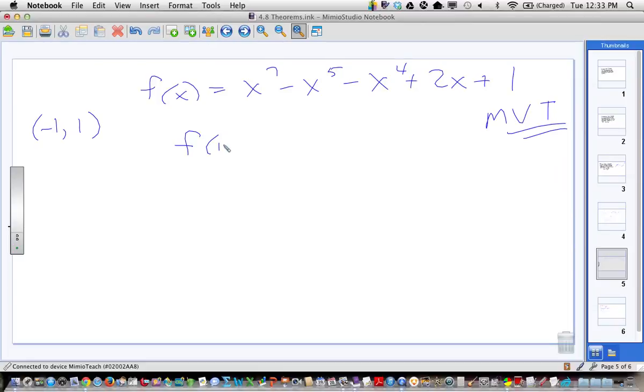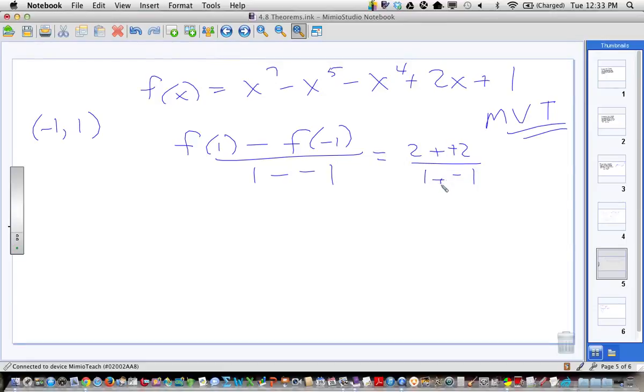So I need to do f of 1 minus f of -1 all over 1 minus -1. I need to do that calculation, and I would prefer if you write that out. Make it very obvious that's what you're doing. So when you plug a 1 into here, you get 2. When you plug a -1 into here, you get -2, I believe.